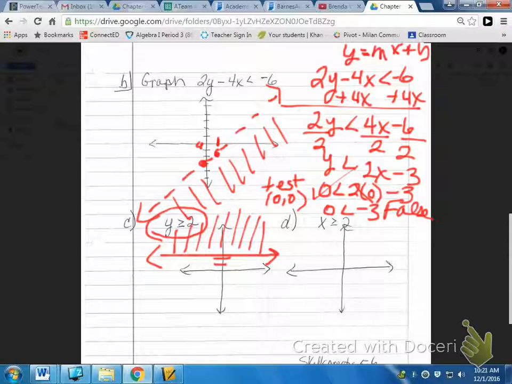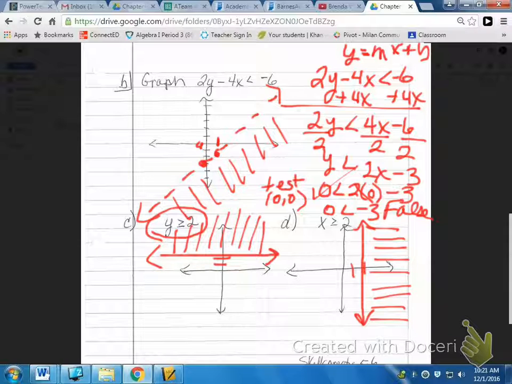X greater than or equal to 2. When there's only an x, what kind of line is it? No slope, so vertical, so x at 2. It's greater than or equal to, so that's a solid line. Where are the x's greater than or equal to 2? Where would it be? To the right. You'd shade everything over here.